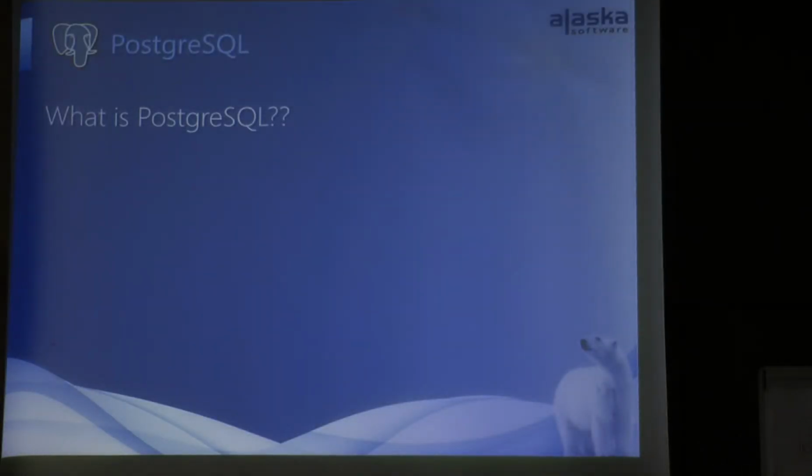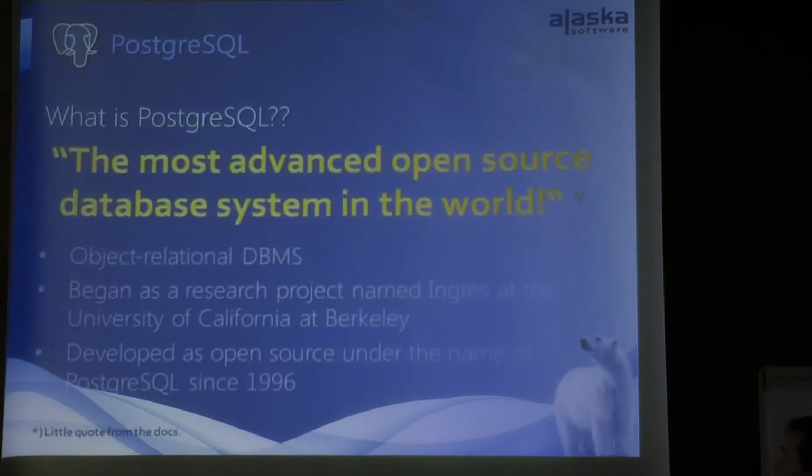So, I'd like to begin with the most basic question there is: what is it? What is PostgreSQL? If you look into the documentation, this is what it tells me. It's the most advanced open source database system in the world. Well, that's good to know, isn't it? But it's also a lot more. It's an object relational database management system. It began as a research project at the University of California.